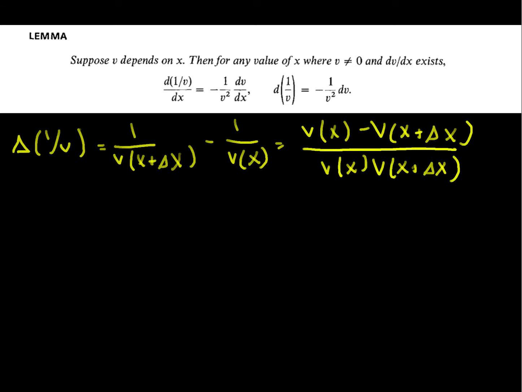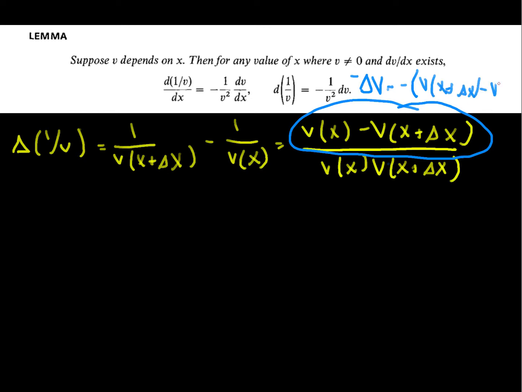And notice that the numerator is almost the change of v. It's backwards, right? The change of v is always you evaluate at x plus delta x and subtract v of x. So this just has a negative sign in front of it. So this whole term right here is negative delta v, which would be negative v of x plus delta x minus v of x. So the numerator is negative delta v, and we will use that in computing our derivative.